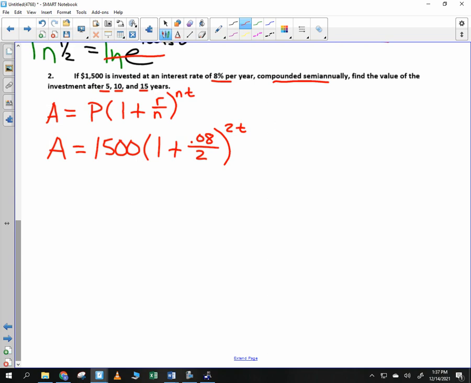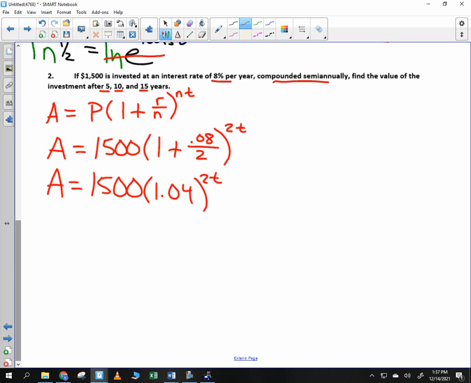Agreed? So I'm going to just express this slightly differently. 1,500 times. What is 0.08 divided by 2? What's 8 divided by 2? 4. Good. So what's 0.08 divided by 2? So I get 1.04 raised to the 2t power.